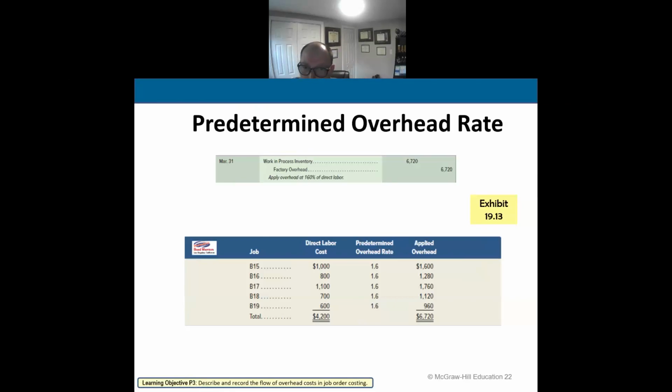I will debit work in process inventory by the factory overhead applied and credit factory overhead by the overhead rate applied. In this example on the slide, it's 160% of direct labor. That's the method that this company used. So we would debit work in process inventory to increase work in process inventory. That's when we're applying the factory overhead and crediting factory overhead expense 67.20.